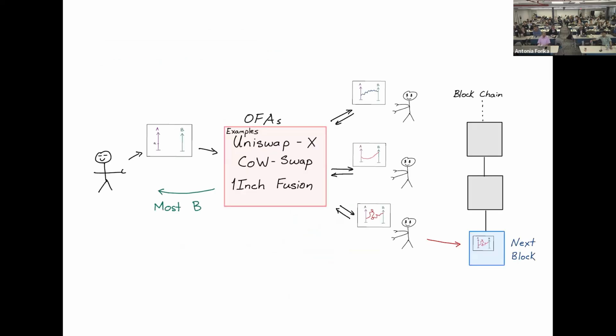Okay, so, CoW Swap. So might get some questions. How do intent auctions work from the user standpoint?